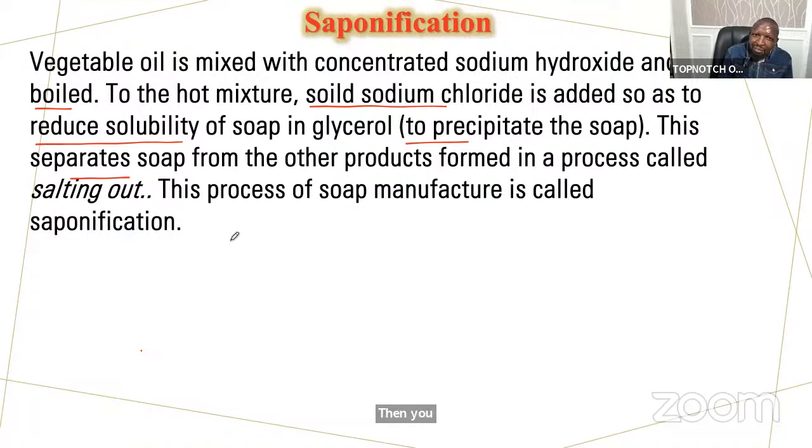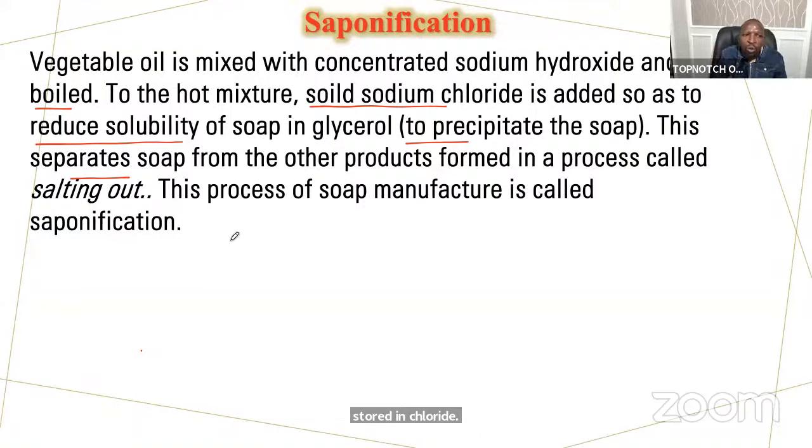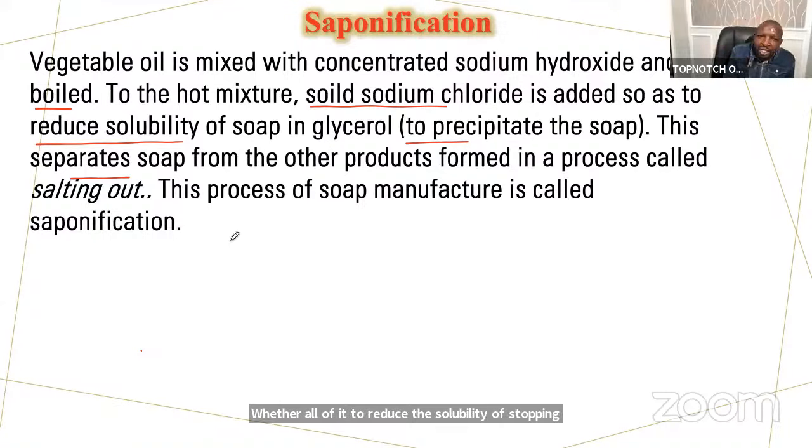But now there are questions that can be asked. When there's a pair of vegetable oil and sodium hydroxide, you are told about substance Y. What is substance Y? It is solid sodium chloride. What's the role of it? To reduce the solubility of soap in glycerol. And what is the name of that process? Salting out. So you see, the addition of sodium chloride can be tested in three ways. You can be told what is added, the role of it, or the process. Are we together?